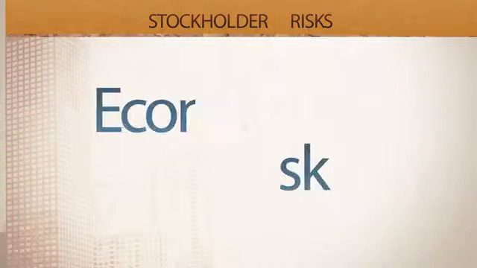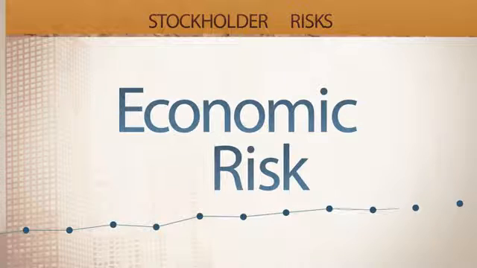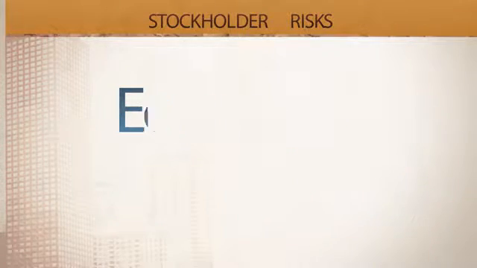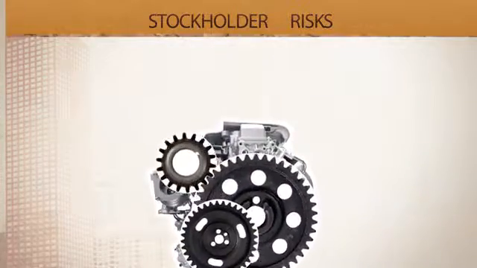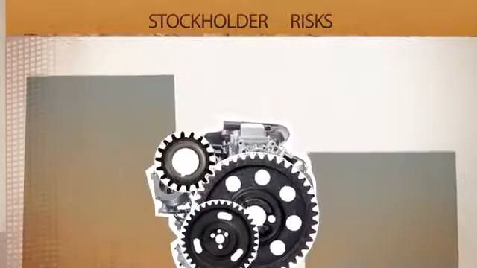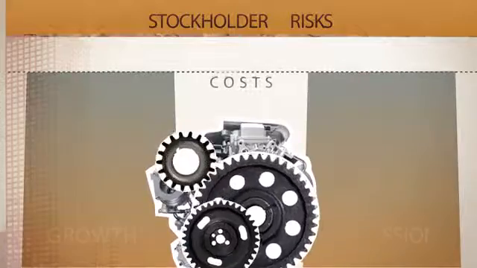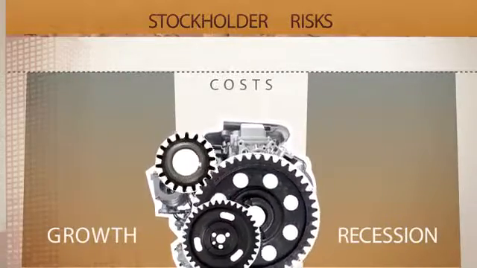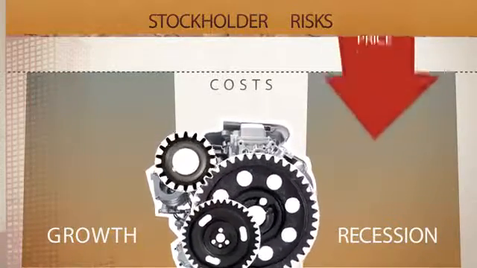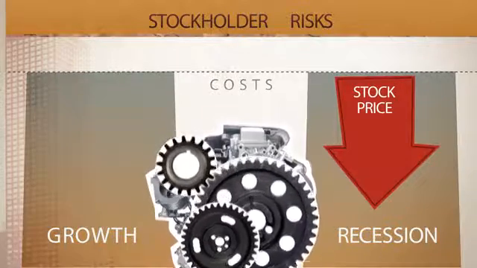The second is economic risk. Slower economic growth can cause the price of some investments to decline. For instance, certain industries such as automakers and steel plants cannot easily cut costs during a recession. As a result, the price of their stock can decline when the economy slows down.